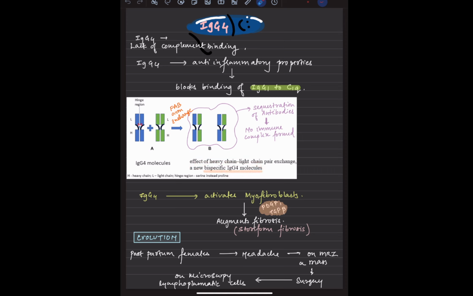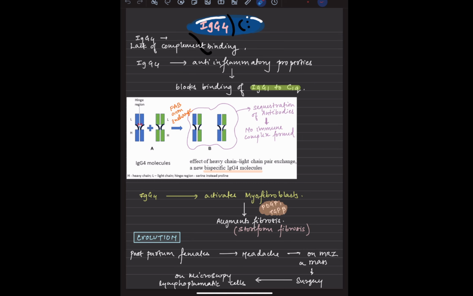This causes activation of myofibroblasts, producing platelet derived growth factor and augmentation of the fibrosis, which causes the storiform fibrosis. Now this is an MCQ, it has come multiple times: what is the hallmark, or pathognomonic feature? That is the storiform fibrosis.